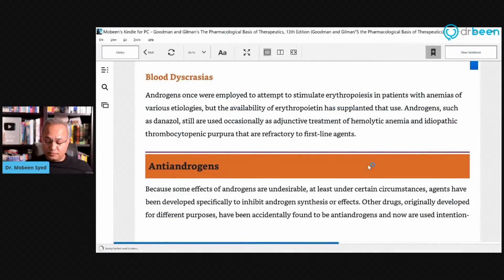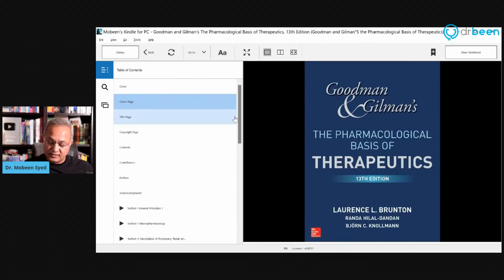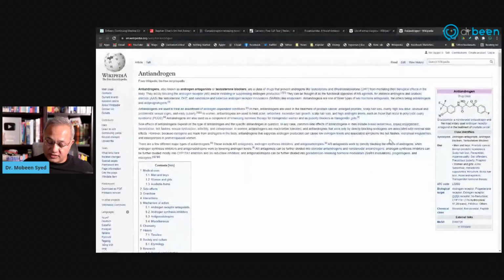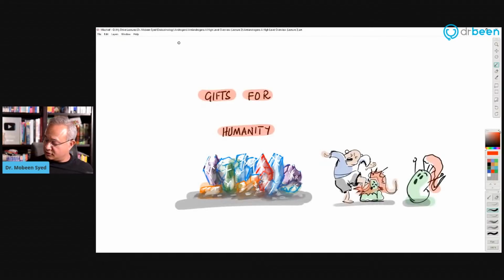I have primarily prepared this talk from this book here that you can see. This is Goodman and Gilman's The Pharmacological Basis of Therapeutics, 13th edition. This is the cover. So with this, let's start our discussion. Apologies, it seems like I had closed my talk. So here we are.